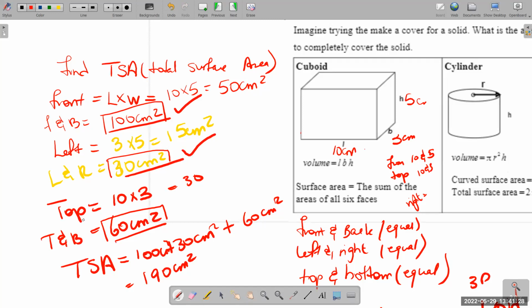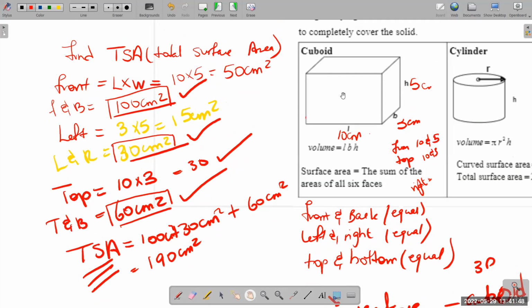The top is 10 and 3. So that's 10 times 3, that's 30. So the top and the bottom is 60. And so the total surface area would be what? When we add all 3, or all 6, together. Everybody understand? And this is what we did here. The 100 plus the 30 plus the 60. So question, if you get a cuboid, should you be able to handle it now?